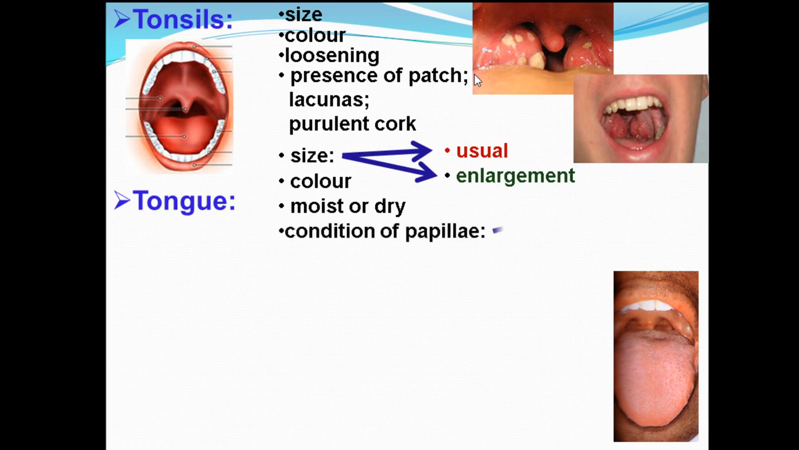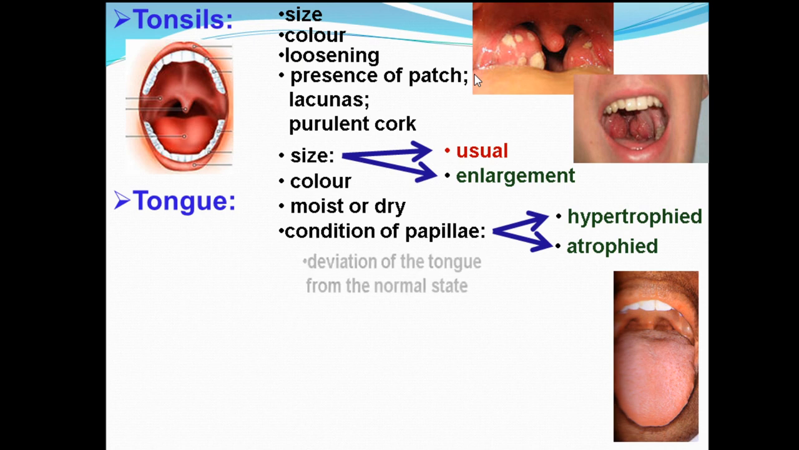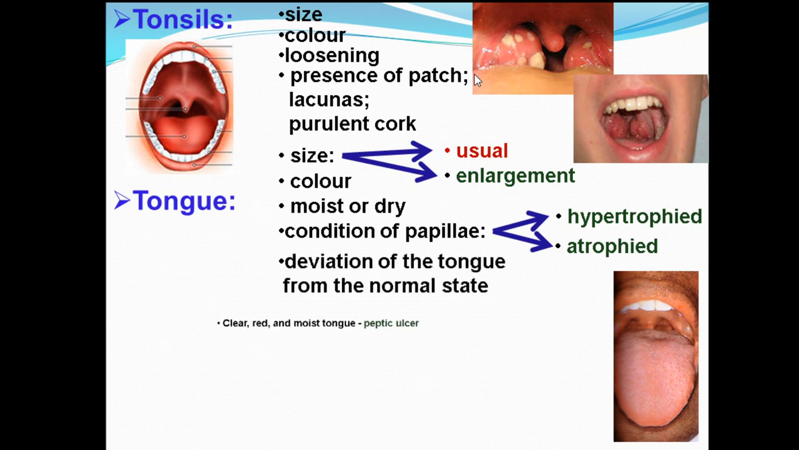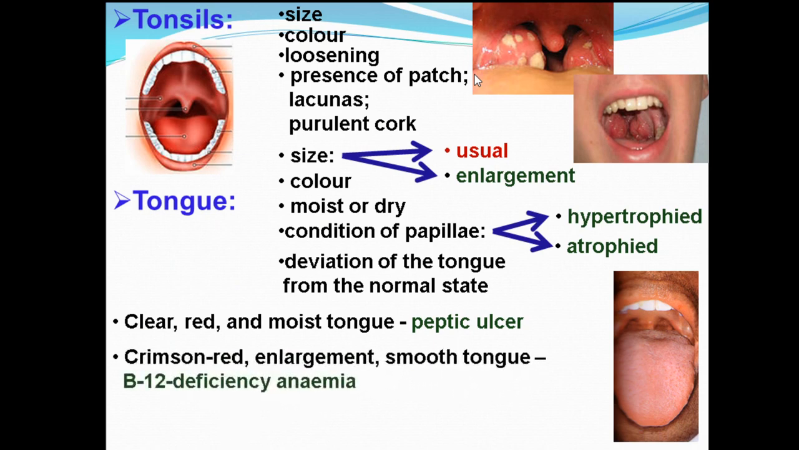We'll pay attention to the condition of the papillae, which must be slightly visible. In pathology, they may be hypertrophied or, on the opposite, atrophied. Position of the tongue may reveal some deviation. And if you reveal a clear red and moist tongue, it may be a result of peptic ulcer.